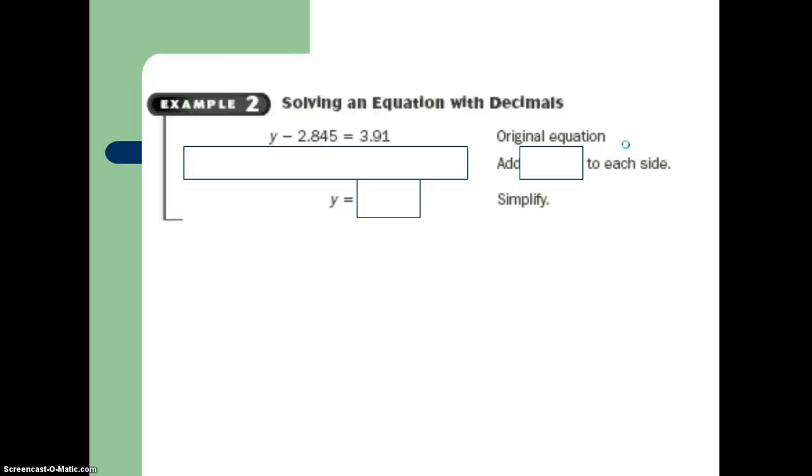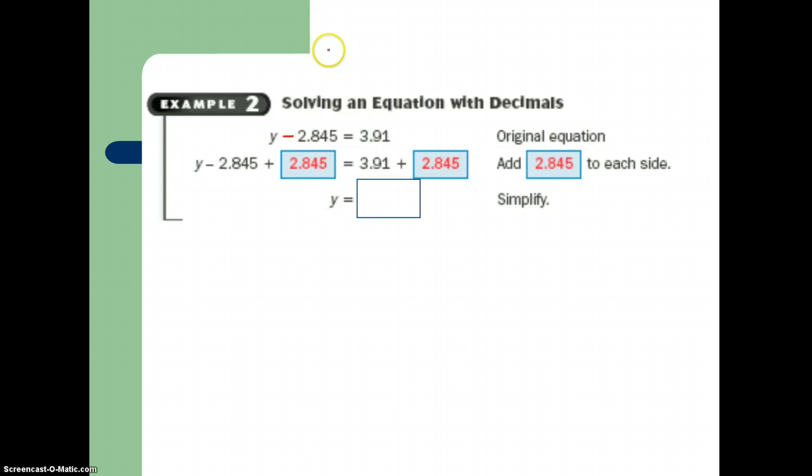In example 2, we can solve equations with decimals. y minus 2.845, well, to get rid of the subtracting 2.845, we add the opposite, which is positive 2.845. And again, if you need to change this to adding a negative, you should see that the opposite of negative 2 is positive 2. Add that to both sides. This becomes 0. You're left with y. You're going to have to line up the decimal points. y equals 6 and 755 thousandths.